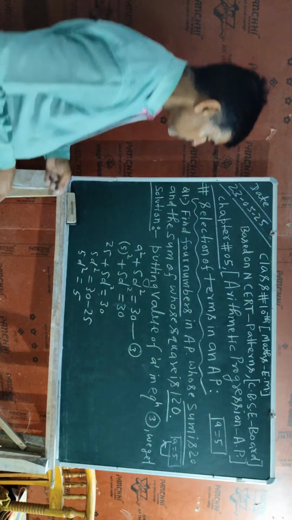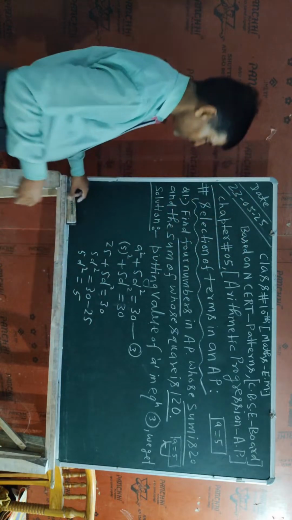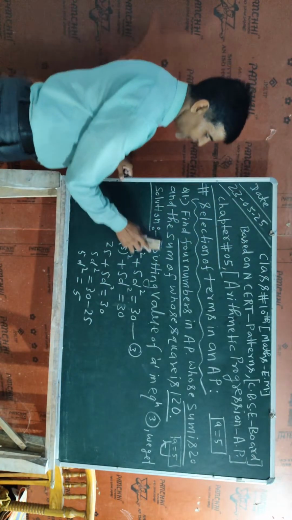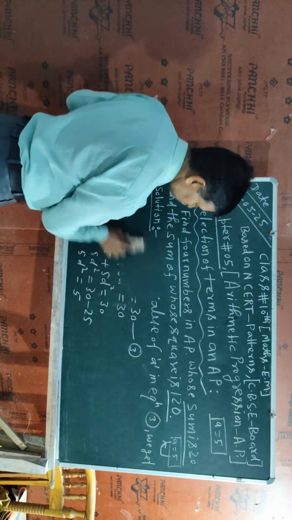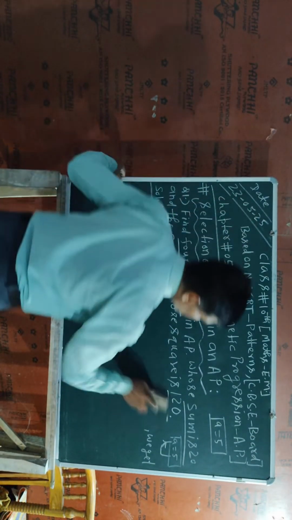Okay students, now further I will simplify it. After simplifying I will get the value of d. Now the data I am going to erase for further calculation. Okay students, now here I am going to simplify.